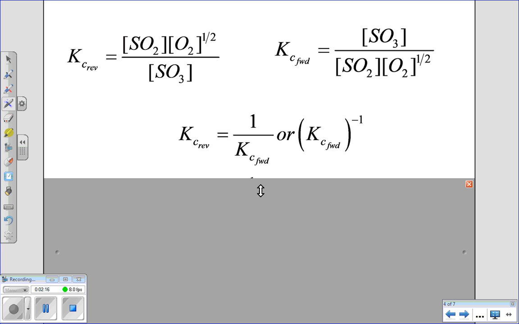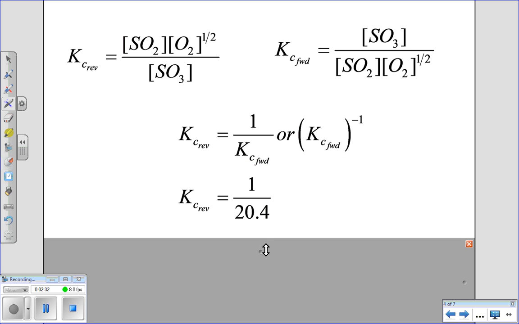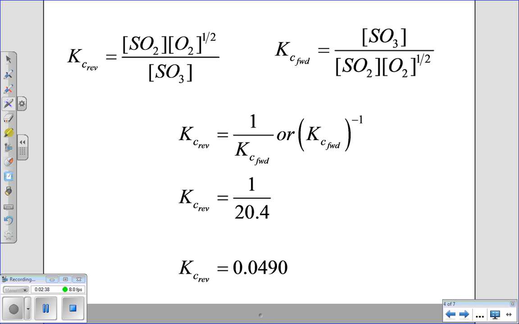So once I've gone through those extra steps, and I say extra because you could have jumped right to here in one move. Could have said, oh, they're reverses. I'll just take the inverse of the first reaction. So then it just becomes a game to substitute it in. And you can solve this equation, and you find out that your Kc is 0.0490.